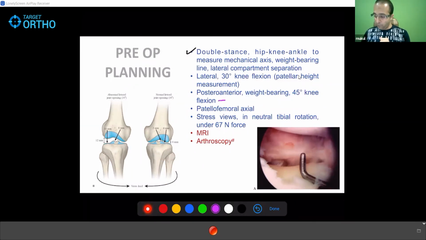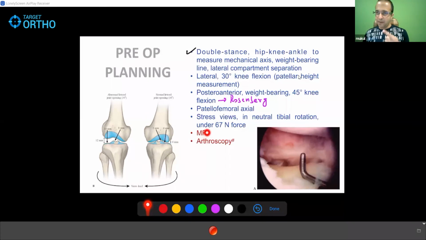This is that Rosenberg view, because you have to see that there is absolutely zero cartilage now on the medial side. You have to get a patellofemoral axial view also to see the patellar alignment, and then you should also get the stress views to see the amount of that lateral opening. Ideally, even better than the stress views with a 16.7 Newton force, the best is to have the arthroscopic gap measured with a probe, to see how much gap the lateral compartment has, because we often do it for that lateral opening, double varus, triple varus also, so that also has to be measured.